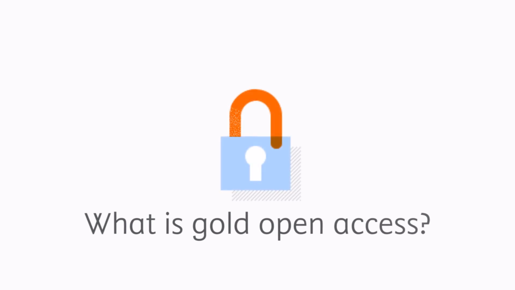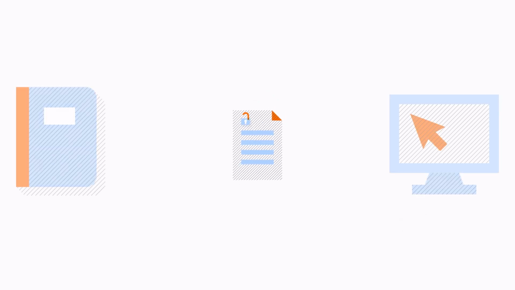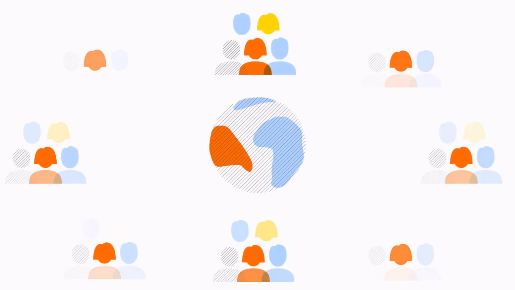Today's topic is Gold Open Access. If you are publishing under the Gold model, the final version or version of record of your article is made freely and immediately available to anyone upon publication.